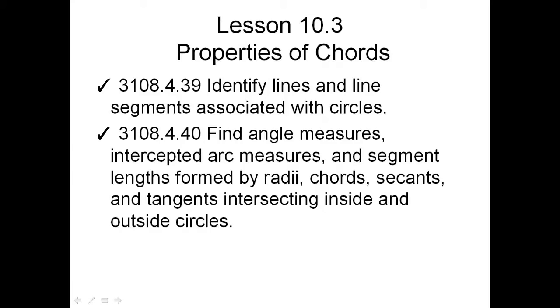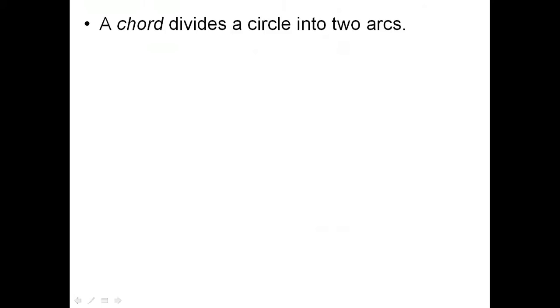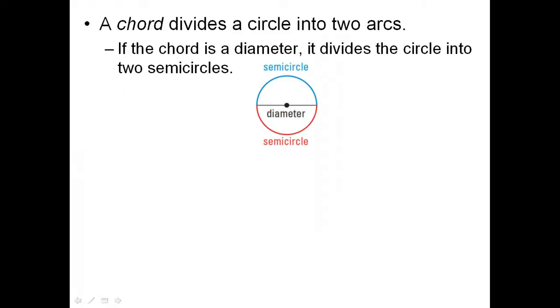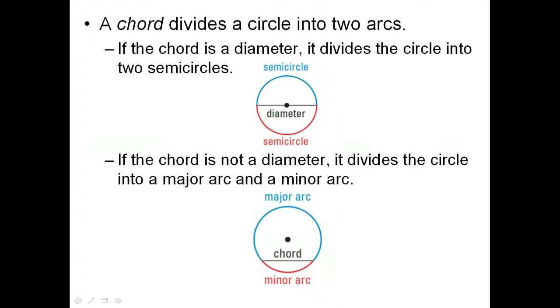In lesson 10.3, we talked about properties of arcs. This time we're going to talk about properties of chords. A chord divides a circle into two arcs. If the chord's a diameter, that's two semicircles. But if the chord's not a diameter, it divides it into a minor arc and a major arc.